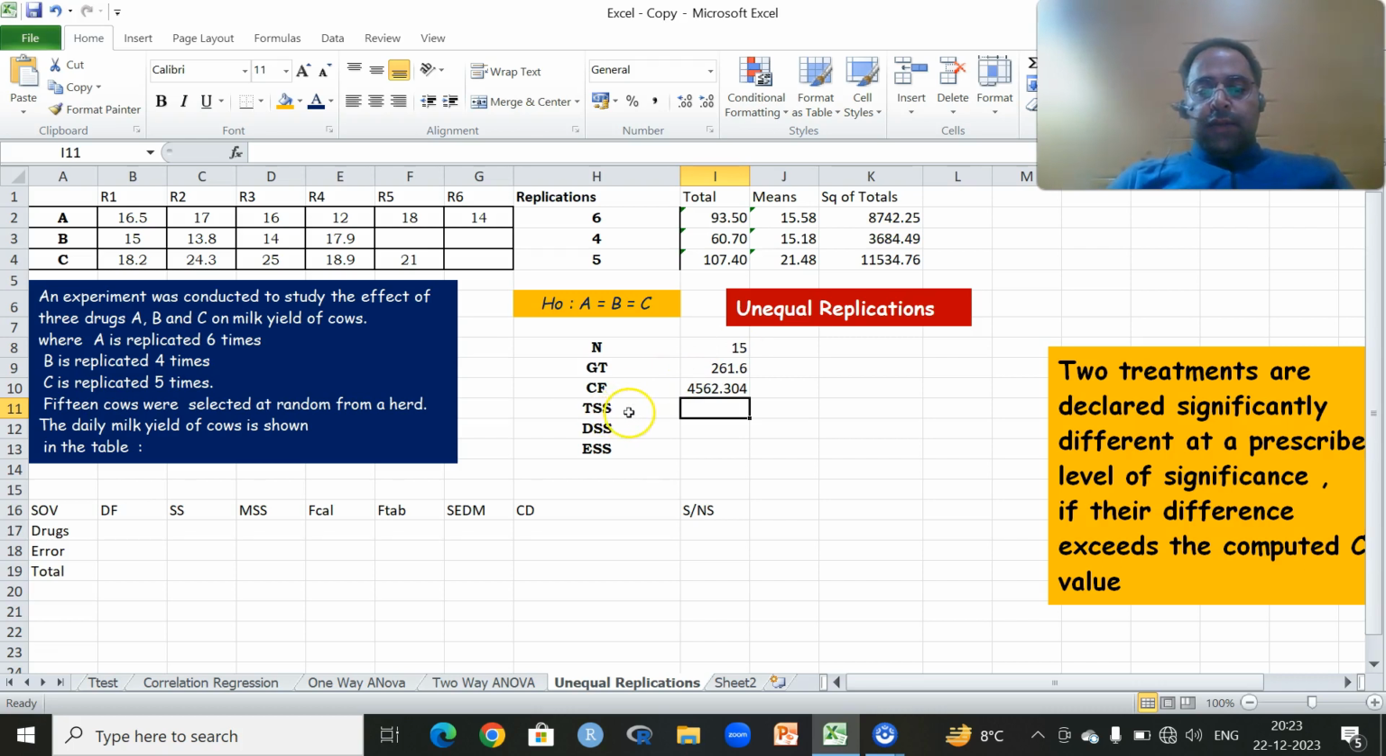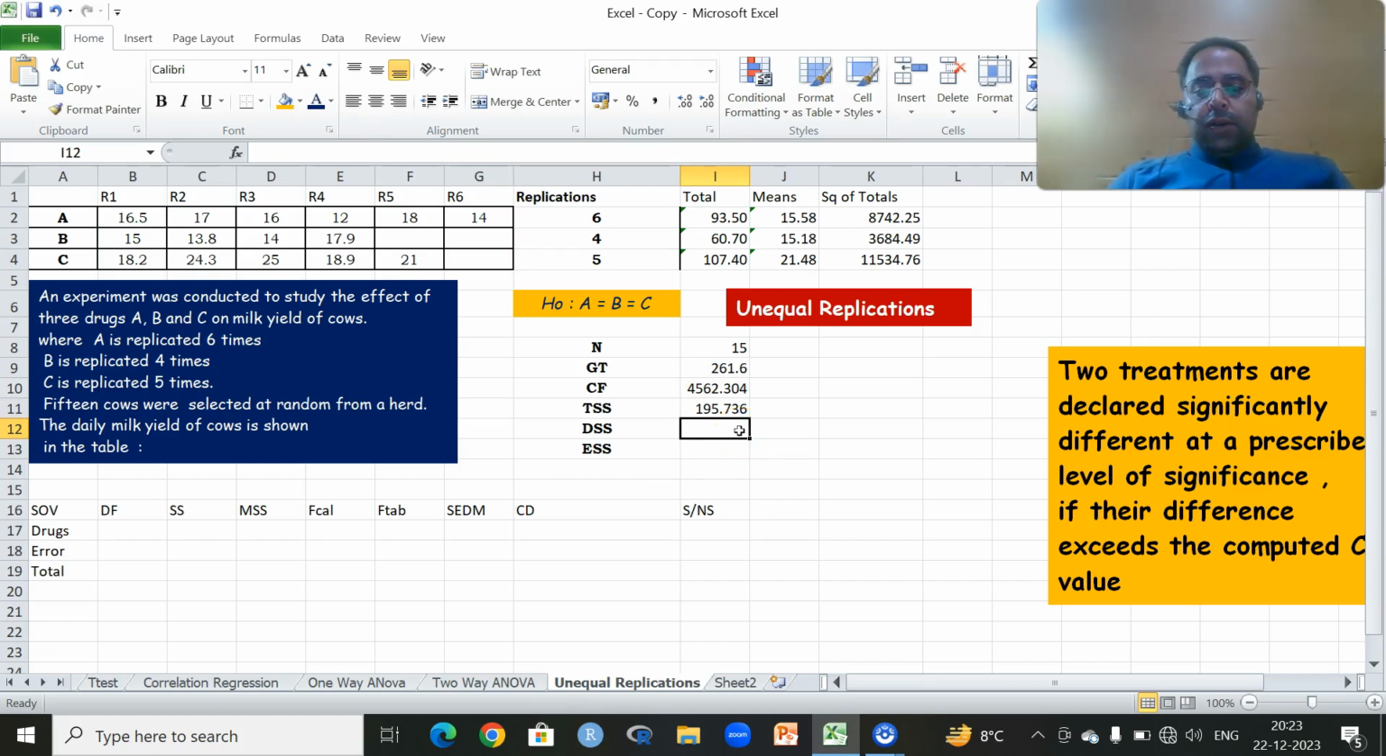Now we will start with the first one, that is total sum of square. Total sum of square is the square of each and every observation. So we'll simply use the SUMSQ function and highlight all these. Okay, we have the sum of squares, but we have to deduct the correction factor from this whole value. So we have the total sum of square.